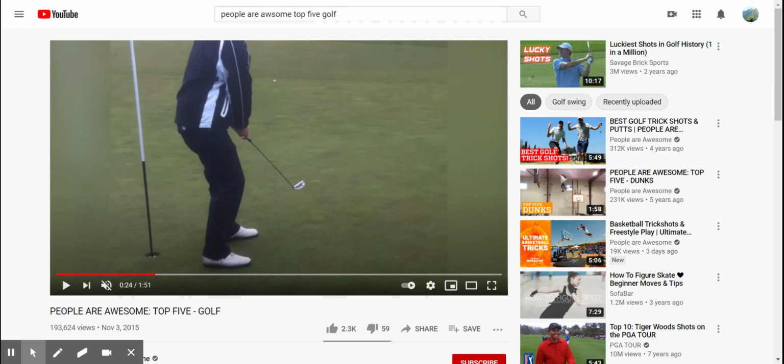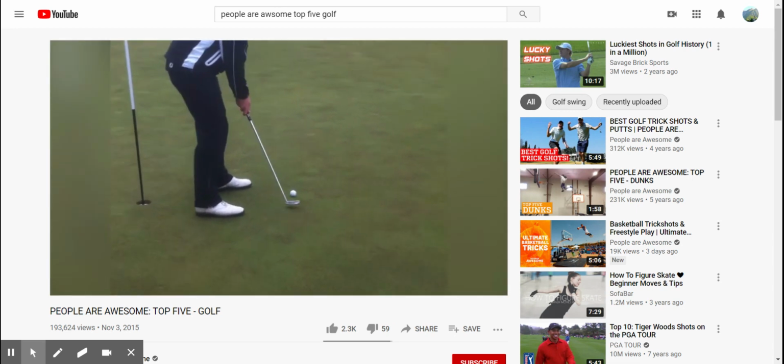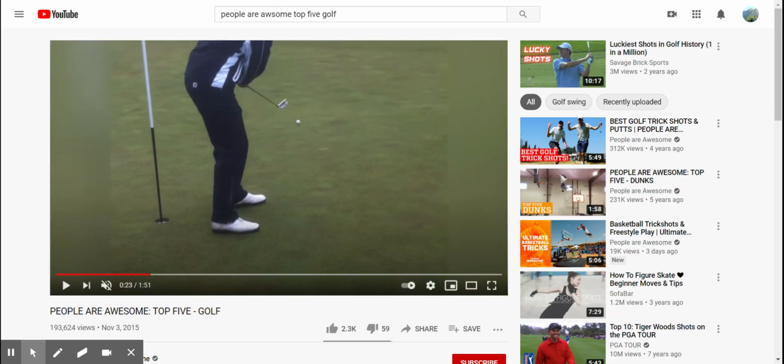And Newton's third law is every force has an equal and opposite reaction. So the golf club acts upon the golf ball, and the golf ball has an equal force that acts upon the golf club. That moment when they connect. Here, I'll try to find it. Right there.